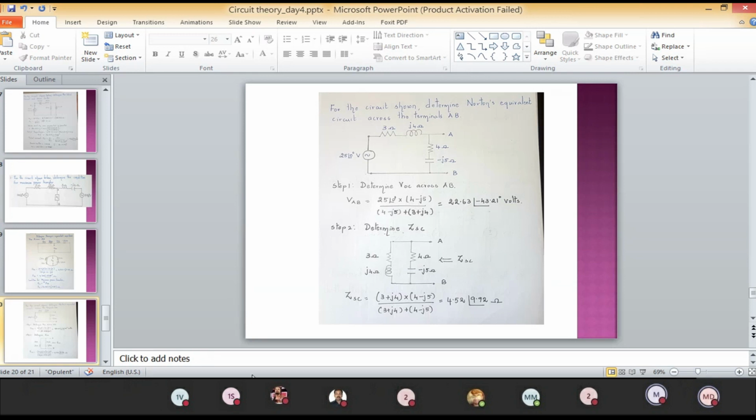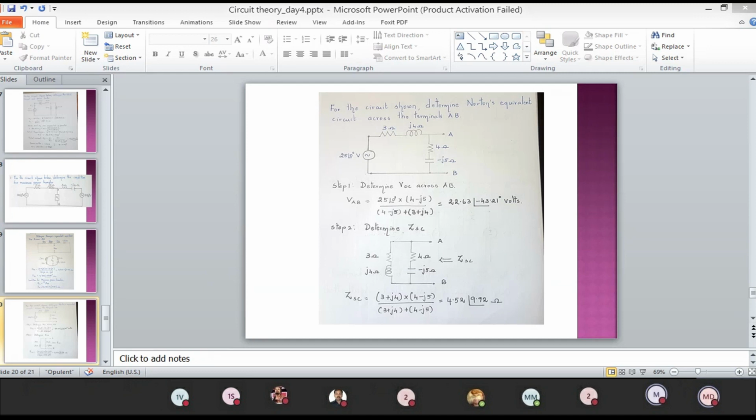Now let us proceed to another problem. For the circuit shown, determine the Norton's equivalent circuit across the terminals AB. So you have a voltage source of 25 volts. 3 and J4 are connected in series. Together 4 and minus J5 are connected in series. The question is to determine the Norton's equivalent circuit across the terminals AB.